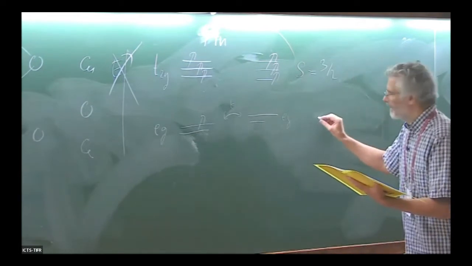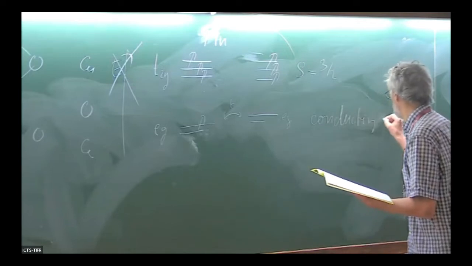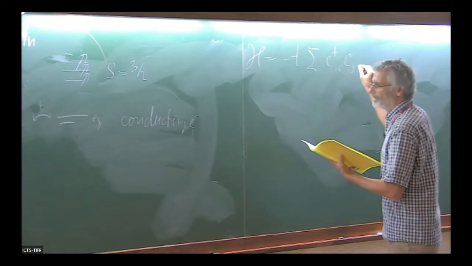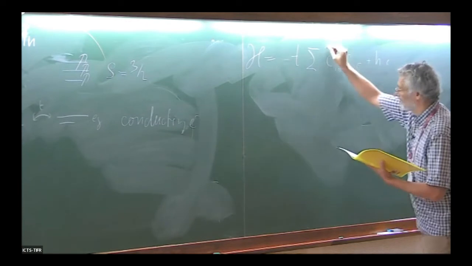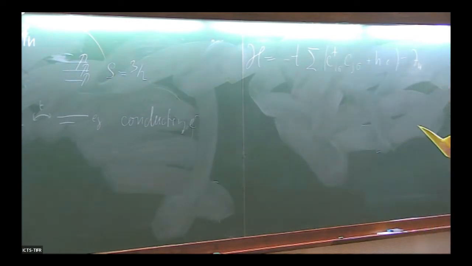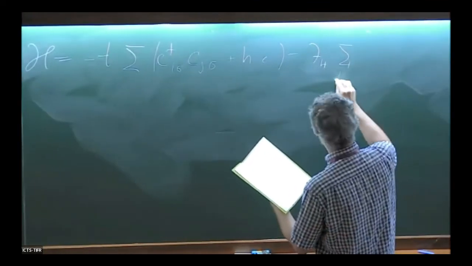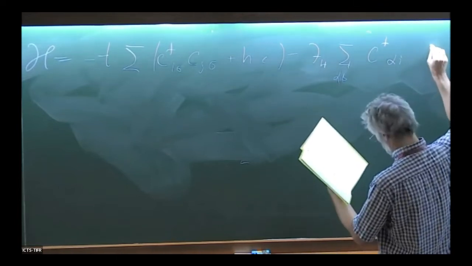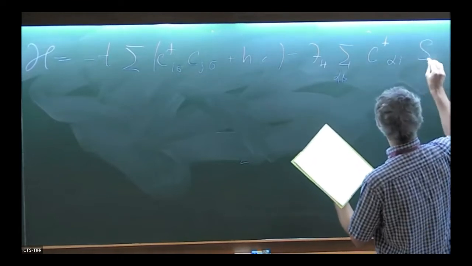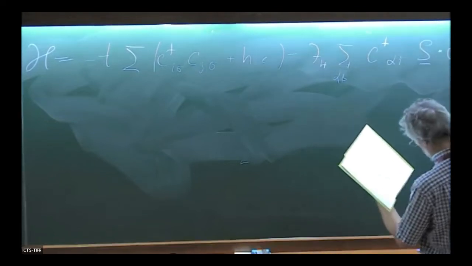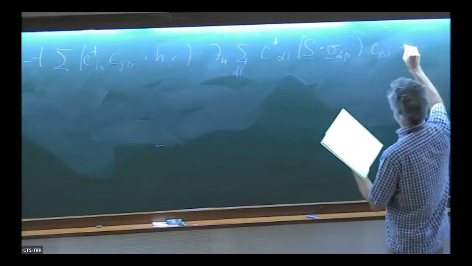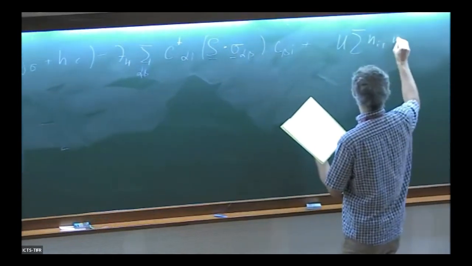Here are the conducting electrons, and the Hamiltonian is as follows. Minus T times C dagger I sigma, C J sigma plus Hermitian conjugate, minus J Hund times the sum over alpha beta of C dagger alpha I, S dot sigma alpha beta, C beta I, plus U times the sum of N I up, N I down.